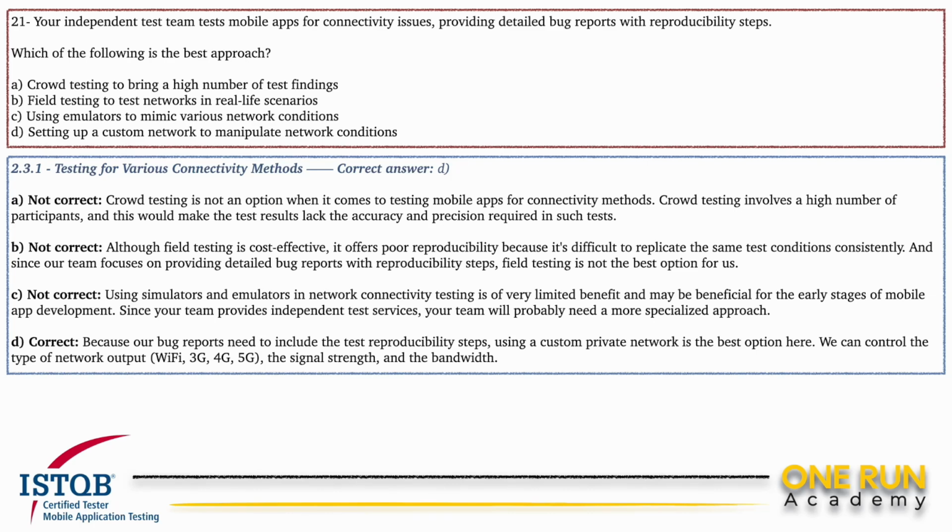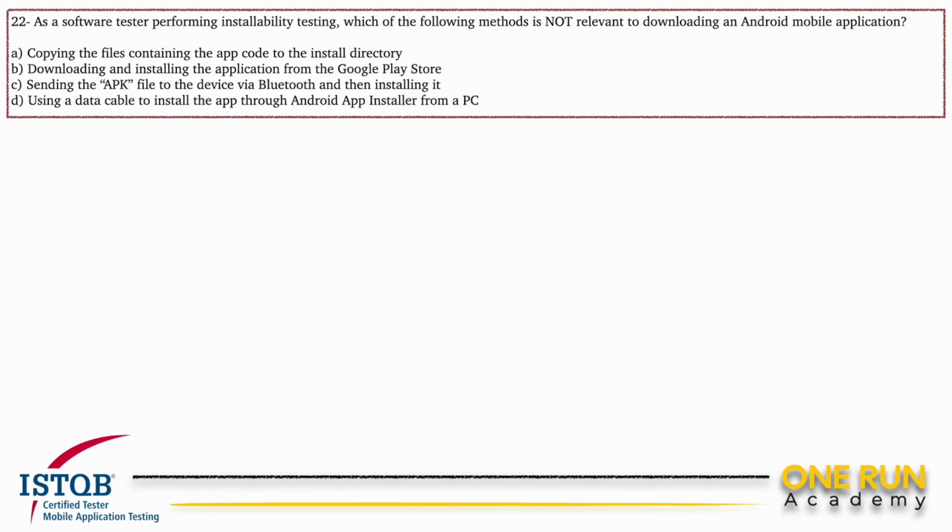Very nice. Now, let's quickly encounter question number 22. The question says, as a software tester performing installability testing, which of the following methods is not relevant to downloading an Android mobile application? As usual, 4 options are provided to choose from, and they are A.